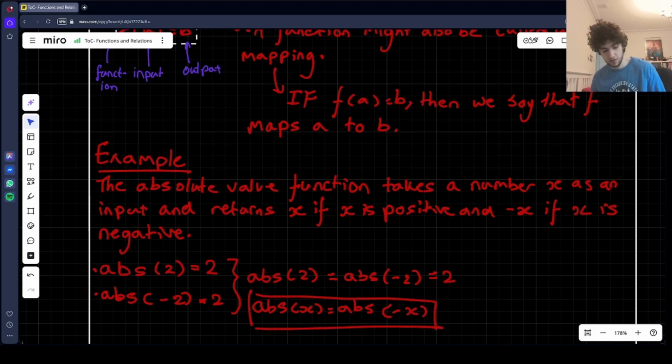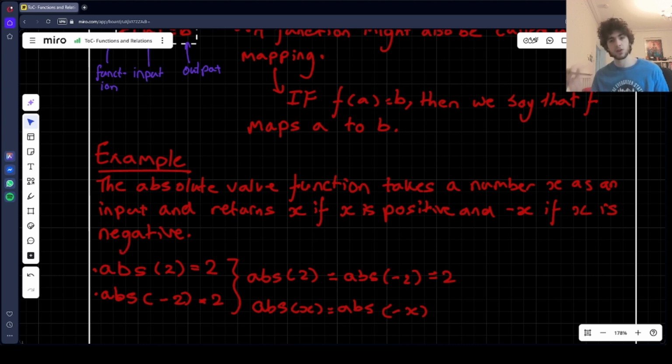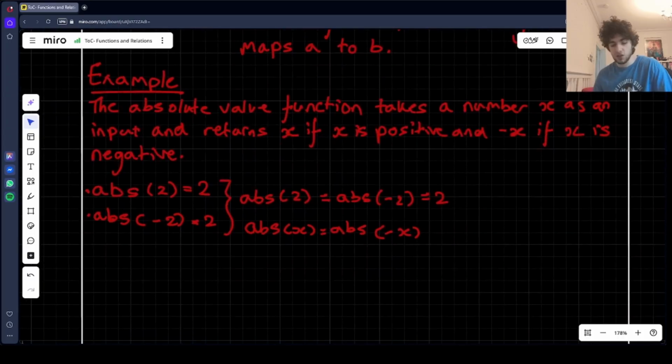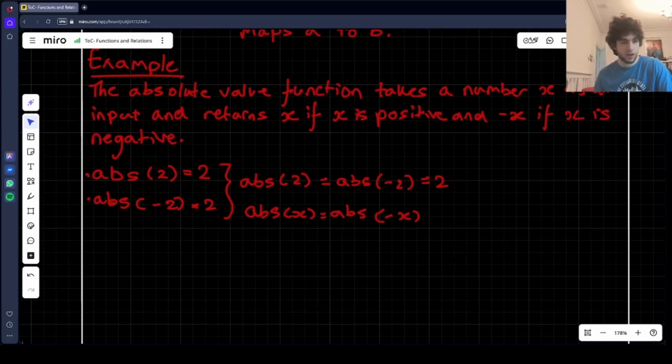Which should make sense. Because if x is positive, then abs of x is just x, and abs of minus x is going to be minus minus x, so that just gives you x. And if it's negative, then abs of x will be minus x, and abs of minus x will be minus x, so you get the same result. I didn't actually include that in the notes. It's not an important fact, but just as an example of a function, you have the absolute value function.